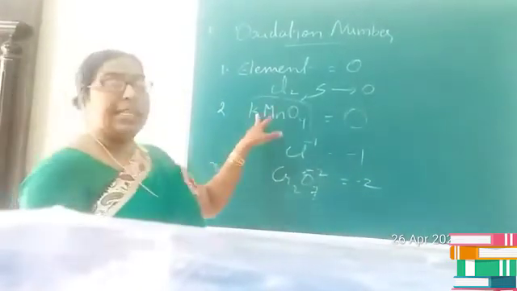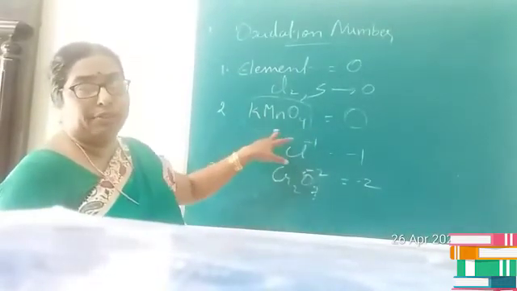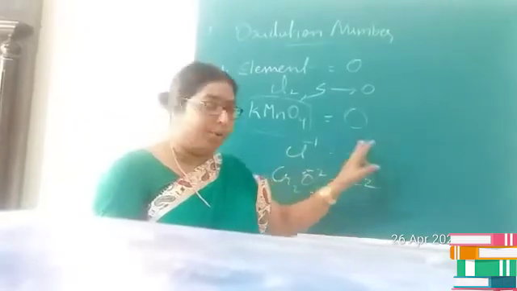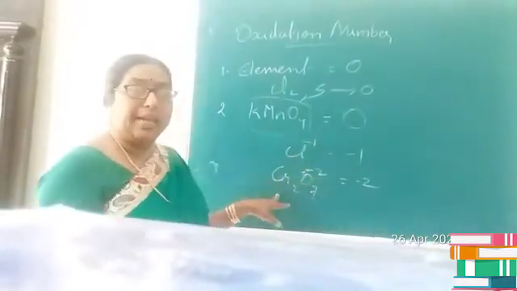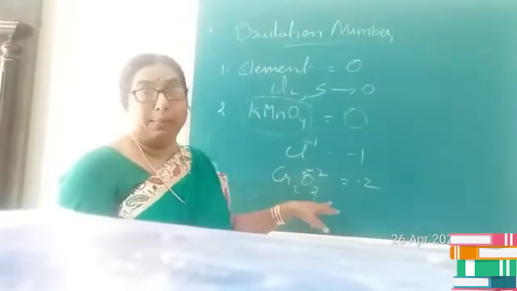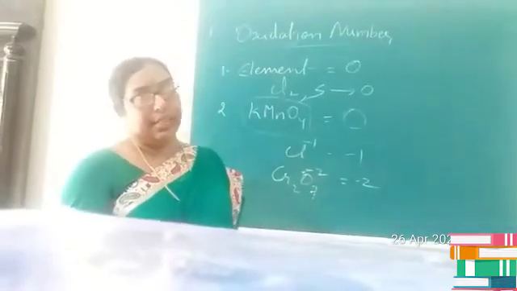Is it clear? If it is a neutral molecule, the sum of the oxidation numbers of the different atoms will be equal to 0. If it is an ion, it is equal to the charge. And if it is a radical, the sum of the oxidation states of the different atoms in this radical will be equal to the charge.